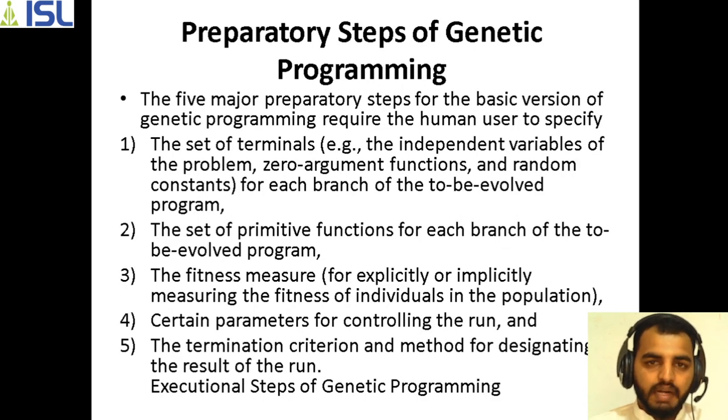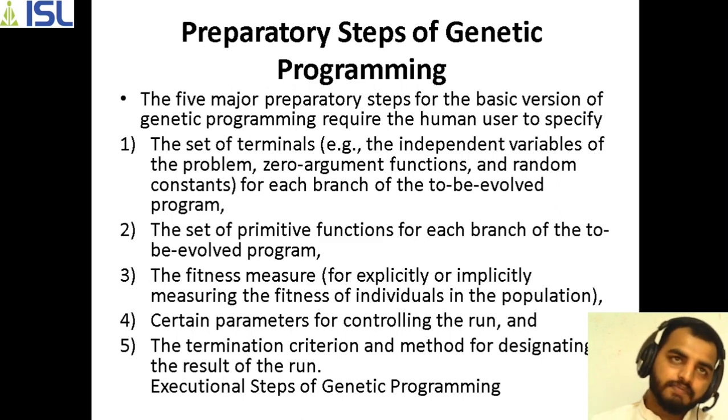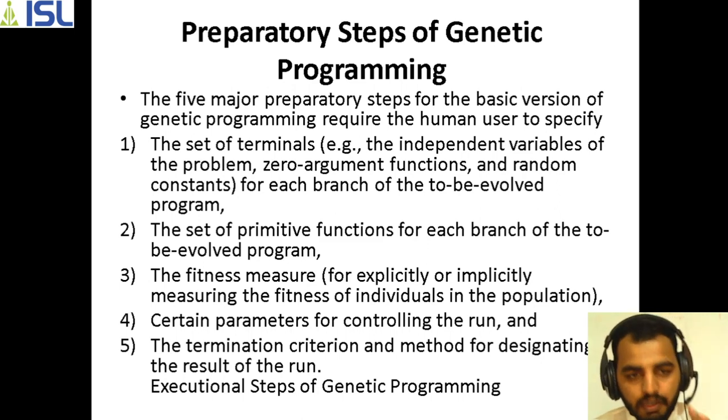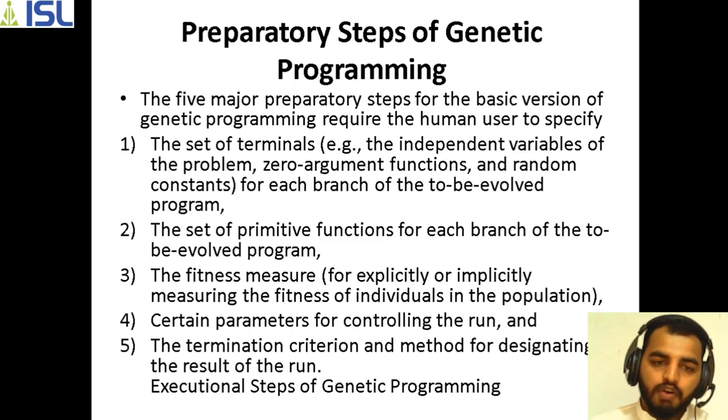Now, what are the preparatory steps for genetic programming? The five major preparatory steps for the basic version of genetic programming require the human user to specify the following. The set of terminals, for example, the independent variables of the problem, zero-argument functions, and random constants for each branch of the program to be evolved. Now the next one is the set of primitive functions for each branch of the program to be evolved.